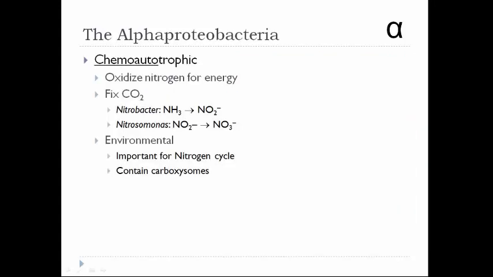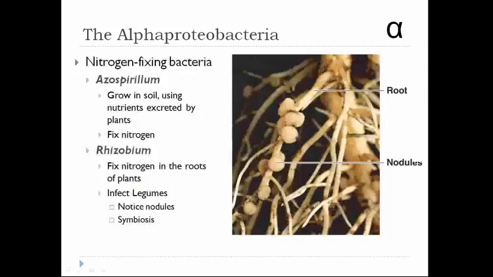There are some organisms here that are important for environmental processes. The example here is the nitrogen cycle. We're going to talk about several as we go through this for the nitrogen cycle. At the end of the semester, we'll talk again about nitrogen and the recycling of it, how important it is. So both of these organisms fix carbon dioxide and process nitrogen. They are very important for the nitrogen cycle. Again, we'll talk about them later.